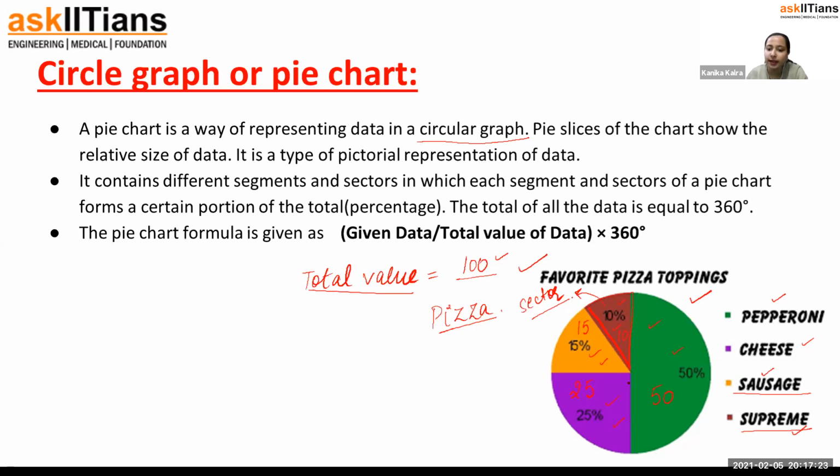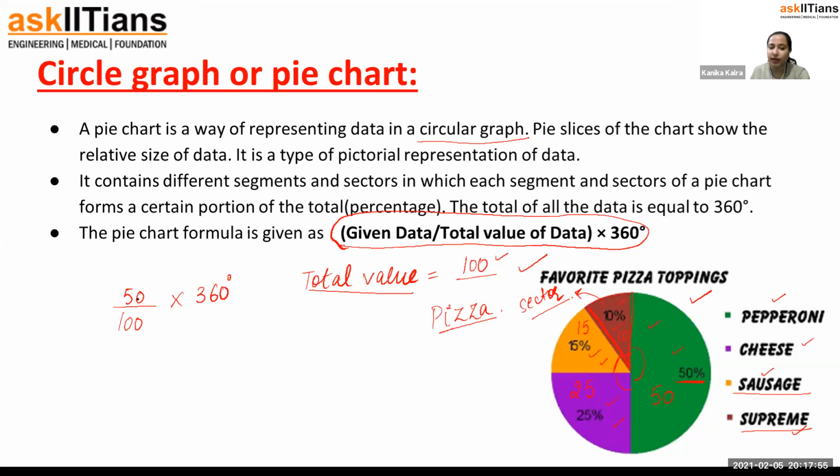Now, one more thing, at the center, obviously it will form some angle also. So how will you identify the angle? Now let's see. The formula is given data divided by the total value of data multiplied by 360. Given data means the data given is 50% in this case, for example. So this would be 50 over the total value 100, into 360.